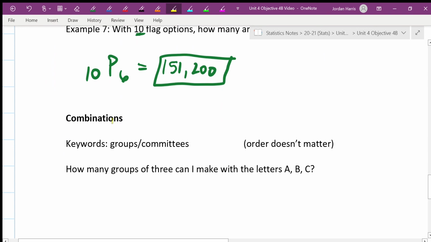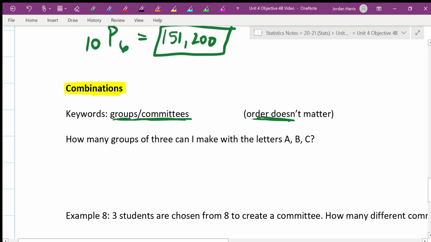Now we have combinations. You probably could have figured out, order doesn't matter. So we don't care about the order of them. We just want to know how many different groups we can make. So the key words are groups or committees. If you see groups or committees, the order doesn't matter, right? If you are selected, you are on the committee or in the group, right? Doesn't matter what order you're selected, as long as you're selected, it's good. Okay, so that's where order doesn't matter.